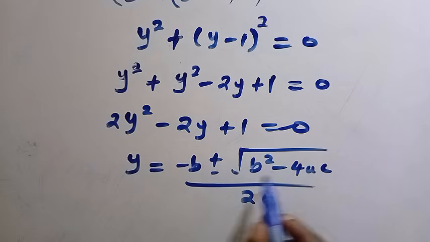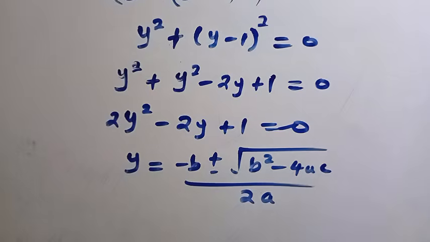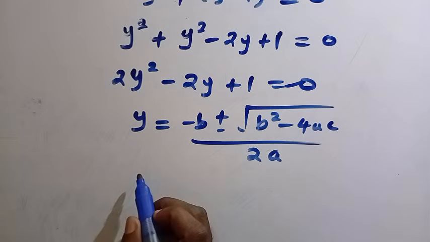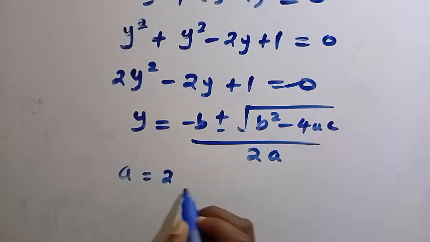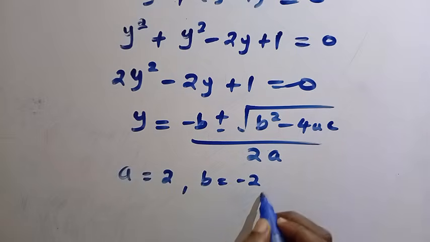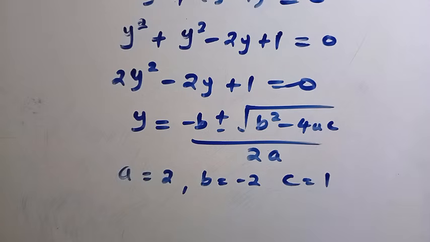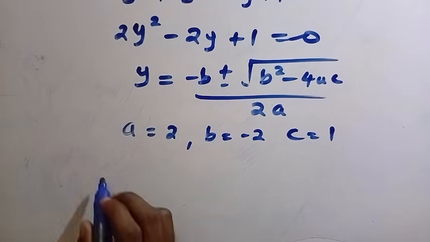But to get all these parameters a, b, and c, we are going to consider this. The coefficient of y squared here is the value of a, that is a equals 2. While for the y, that is b, this gives us minus 2, and we have c here equals 1. We have to substitute everything into the formula.